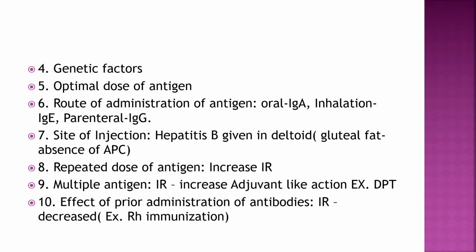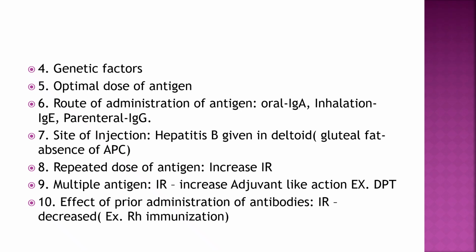Then repeated dose of antigen increases the immune response. Then multiple antigens. The immune response is increased, and there is an adjuvant-like action. An example of that is DPT vaccination, in which pertussis acts as an adjuvant.